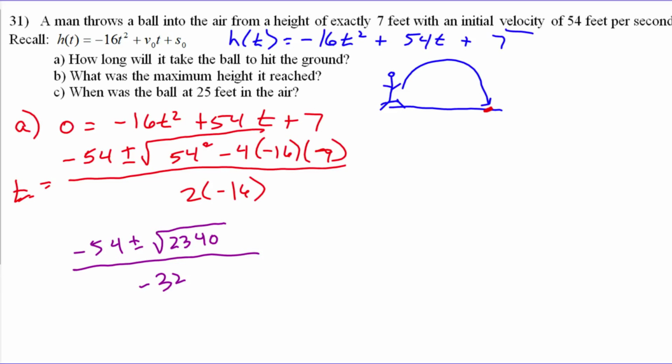All right, let me double check my work here. 54 squared. Okay, I don't know if this comes out correctly. I'm using the simple calculator. Minus 4 times 16 times 9. Yep, 2340. So when I square root 2340, I get not a nice number. It's about 48.4. So I'm going to say this is really negative 54 plus or minus, if I take the square root of 2340, 48.4, all over negative 32.